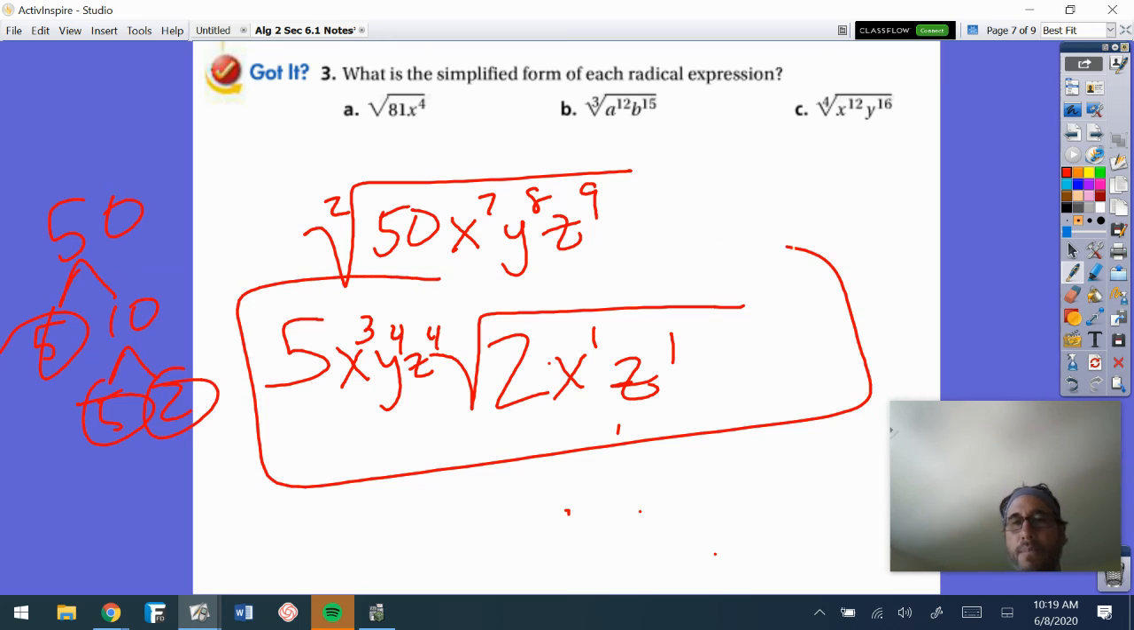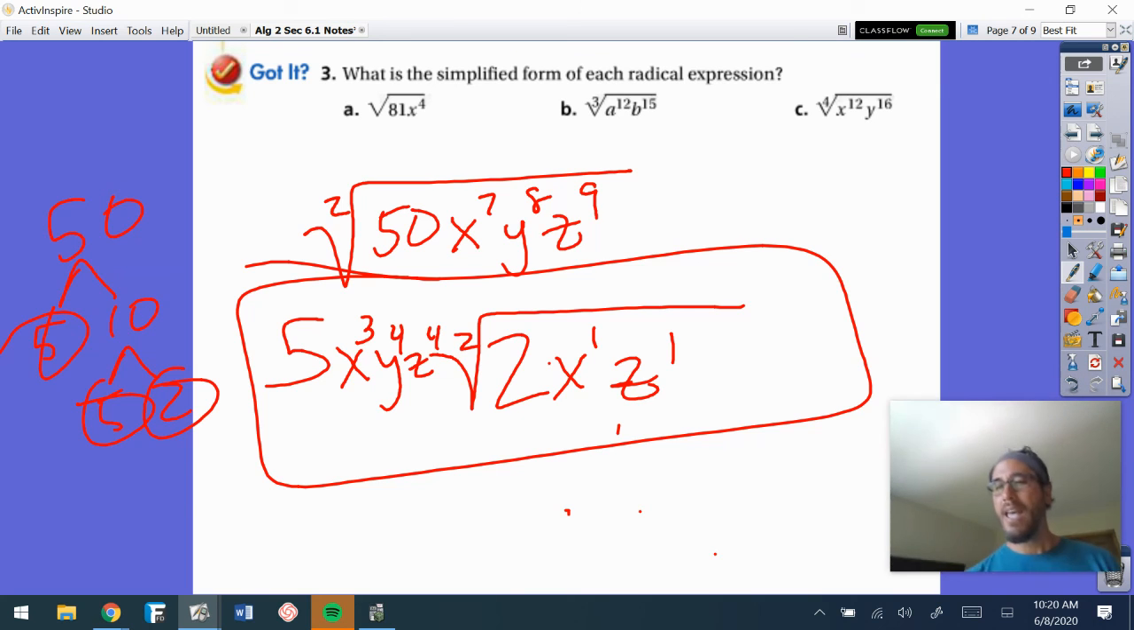Is that my final answer? Believe it or not, it is your final answer, right? Because I don't have to put a 2 there if it is a square root, because there's always an imaginary 2 there. Bingo! Hopefully that's okay. If it's not, I will see you in the AM.